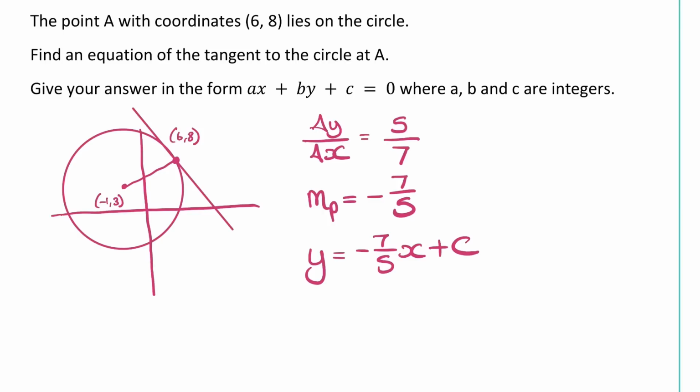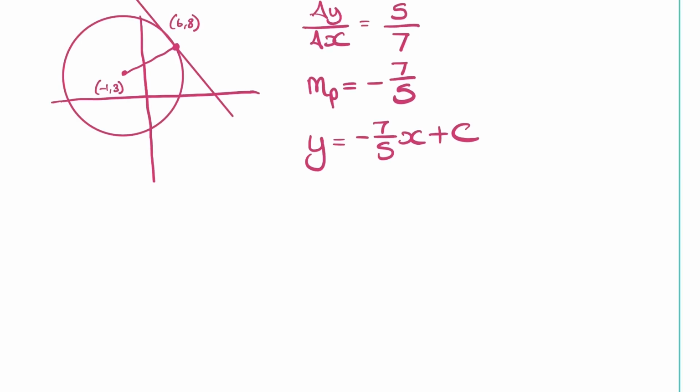So in order to find the value of c, we need a coordinate that's on the line. 6, 8, it says is on the line. 8 is the y coordinate, so let's put that in. Let's just label that down here, 6, 8. So y is 8. And that's equal to -7 over 5 multiplied by 6 plus c.